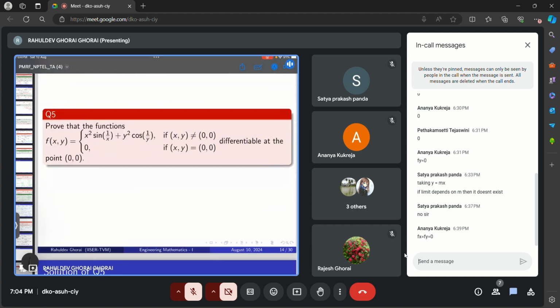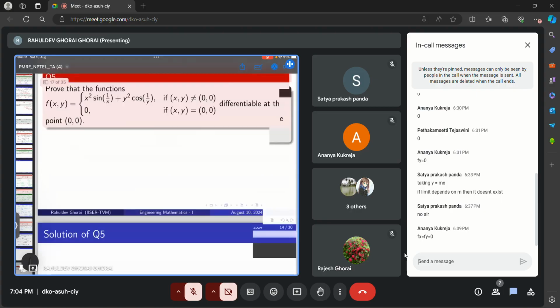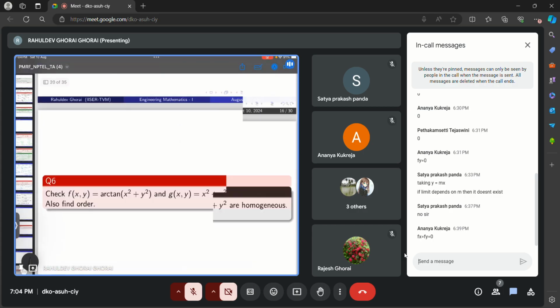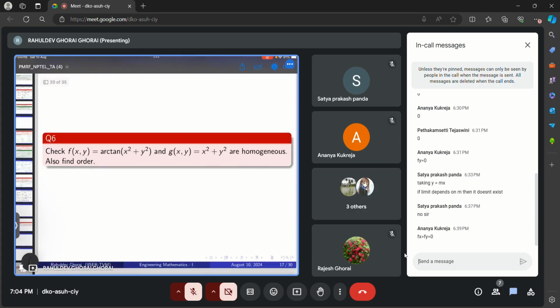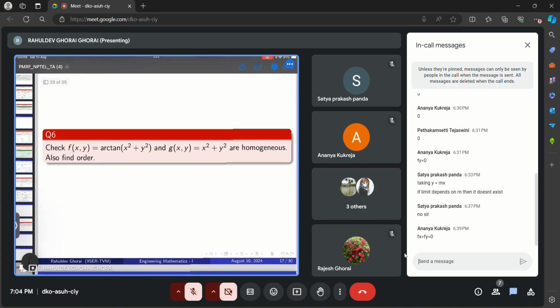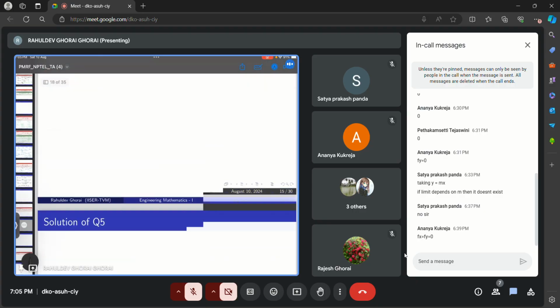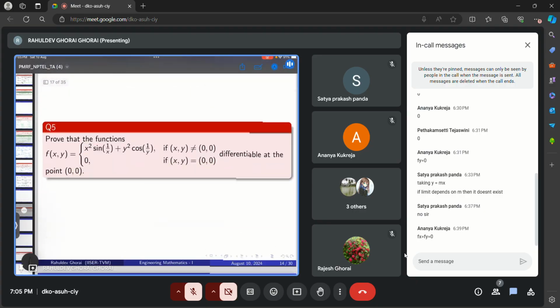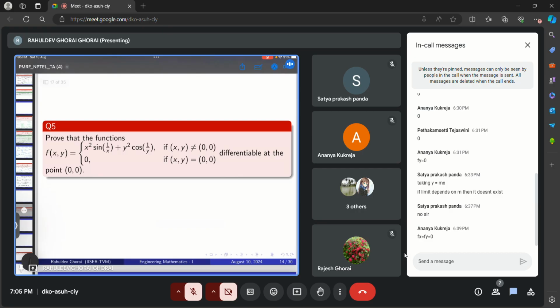And here is another type of function. I might come to question 5 later, because we have been doing the same type of question for a long time, so we'll do a different type of question first. Okay, let's do the last question of this type, and then we'll go to homogeneous functions and all. Those will also be interesting. So let's do this one.